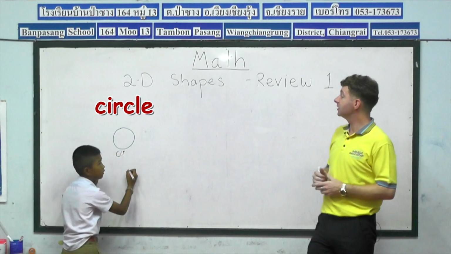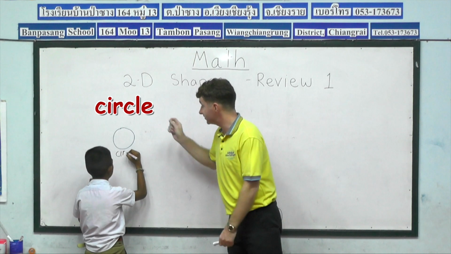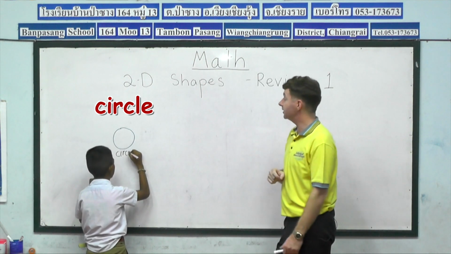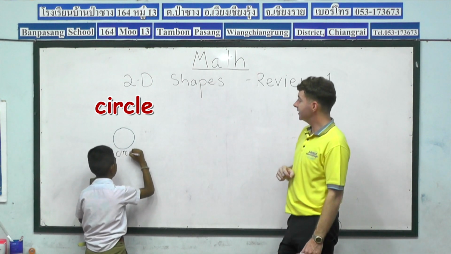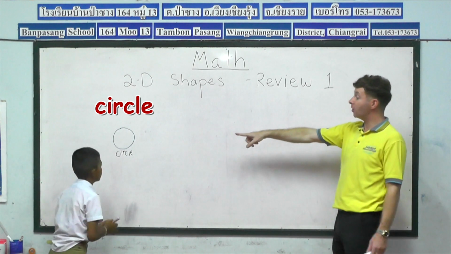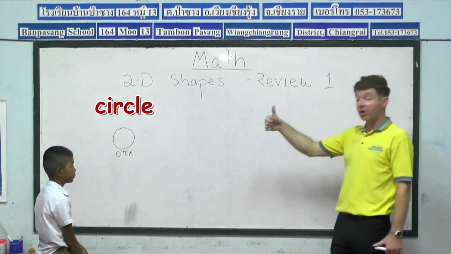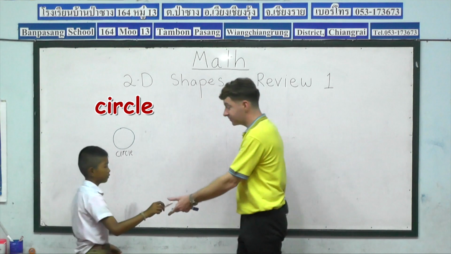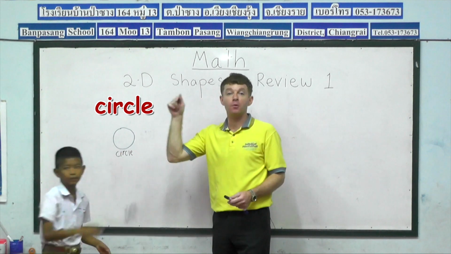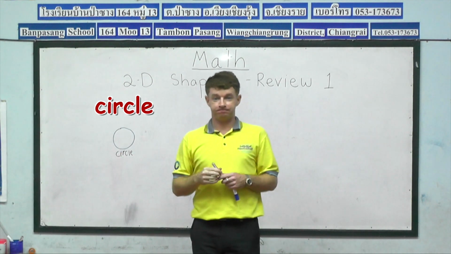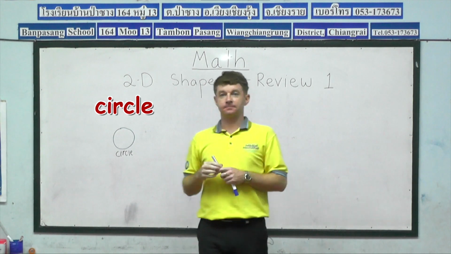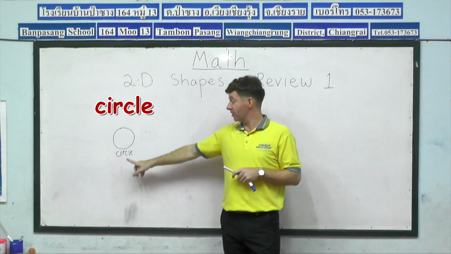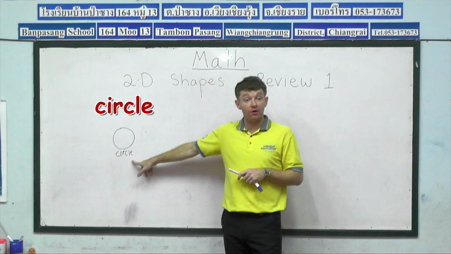C-I-R-C-L. C-I-R, that's good. C again. L-E. Excellent, Pat. What's our shape called? Circle. Excellent. Well remembered. High five. Big round of applause for Pat. Our first shape we learnt about, guys, circle.